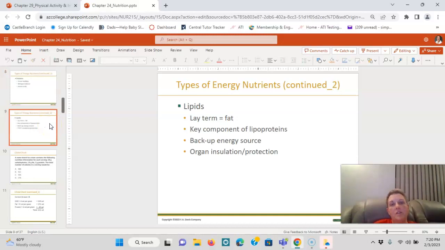Lipids are fats, so these are a component of lipoproteins. They're a backup energy source, and they provide organ insulation and protection. So you can't just go cold turkey on the lipids because you do need lipids with your proteins. So it's not enough to just have the skinless chicken all the time. There has to be some fats. Essential fatty acids, right? People will take an essential fatty acid or a krill oil tablet because we still need those essential fatty acids.